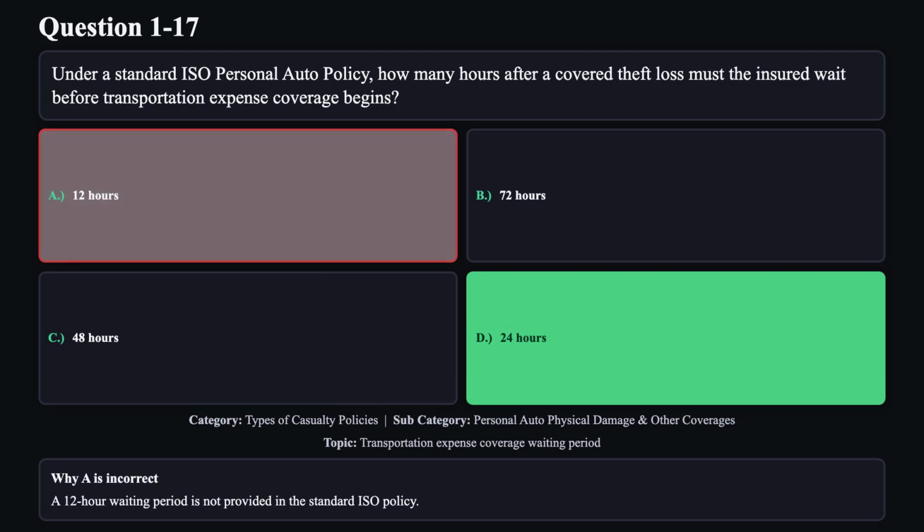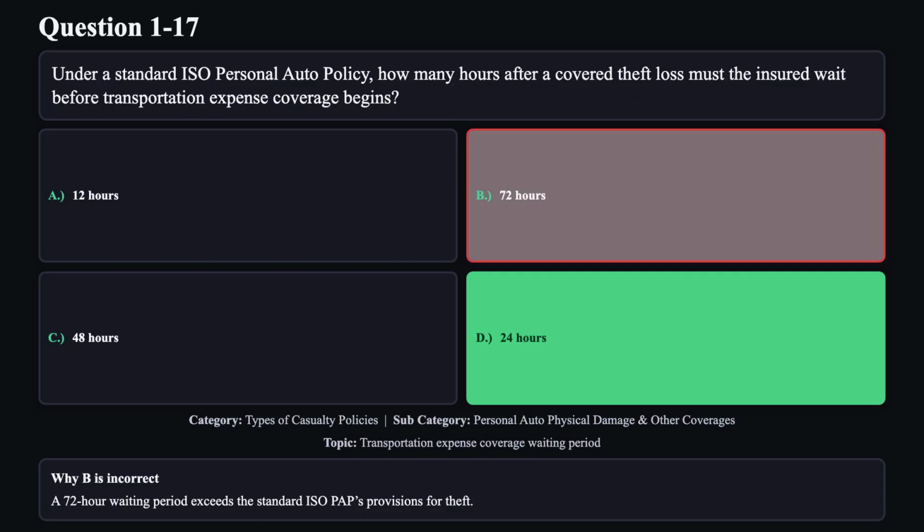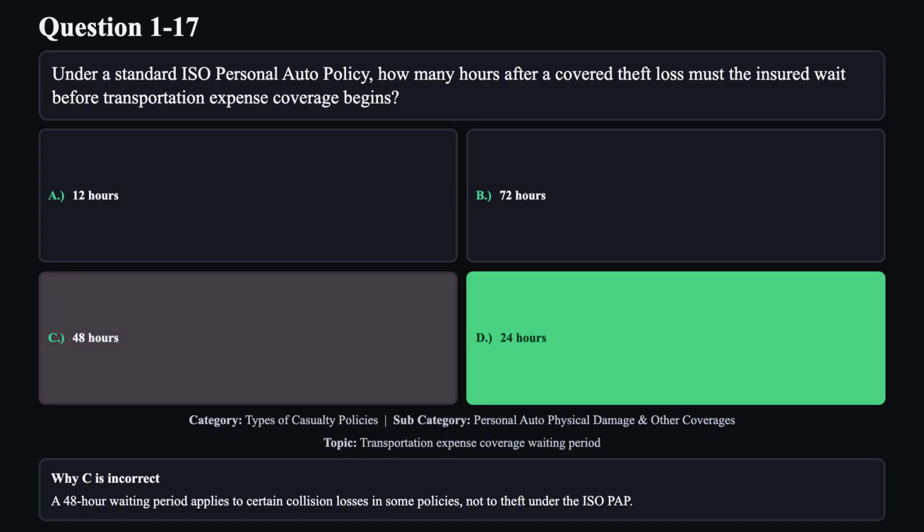Reason A is not correct. A 12-hour waiting period is not provided in the standard ISO policy. Reason B is not correct. A 72-hour waiting period exceeds the standard ISO PAP's provisions for theft. Reason C is not correct. A 48-hour waiting period applies to certain collision losses in some policies, not to theft under the ISO PAP.